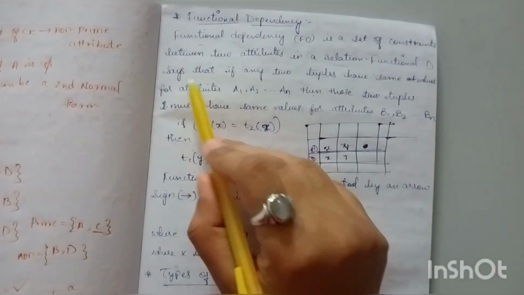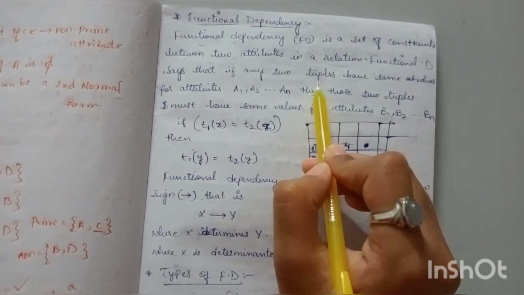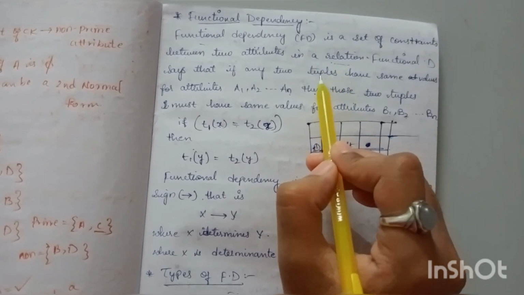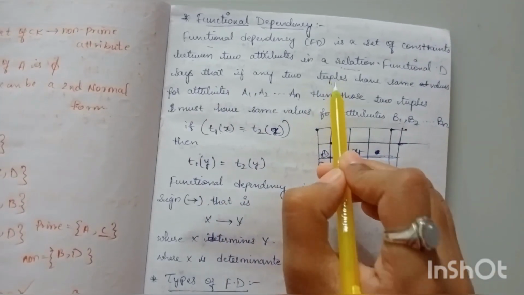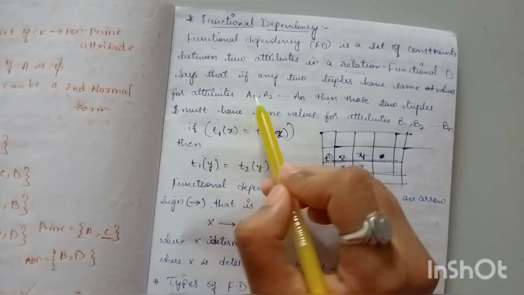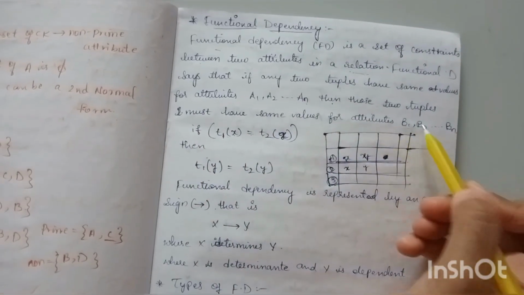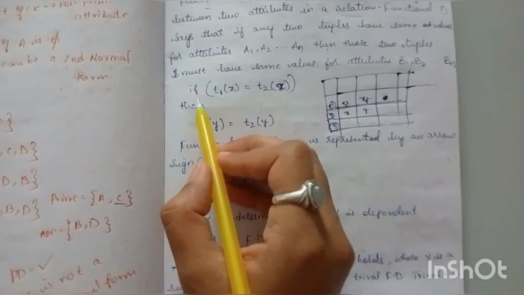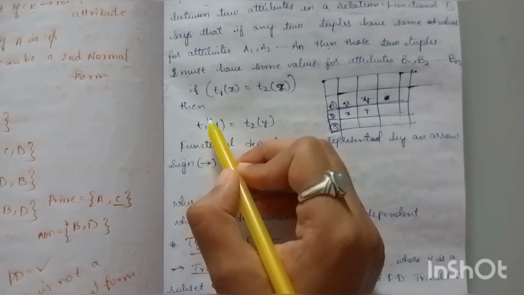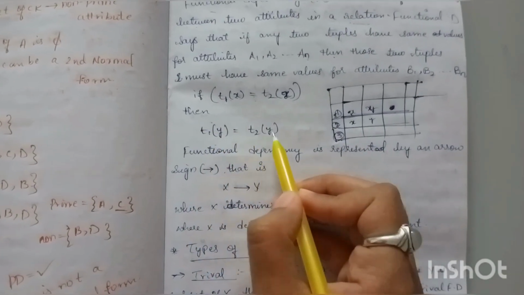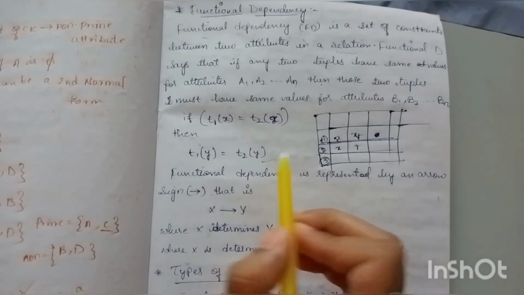Functional dependency says that if any two tuples, a tuple is nothing but a row. Please remember the terms: a relation is nothing but a table and a tuple is a row in a table. If any two tuples, that means any two rows, have the same values for attributes a1, a2 and an, then those two tuples must have the same values for attributes b1, b2 and so on up to bn. That means we can simply write it as: if tuple 1 of x equals tuple 2 of x, then tuple 1 of y will also equal tuple 2 of y. This is the condition for a relation to be said to satisfy a functional dependency or not.